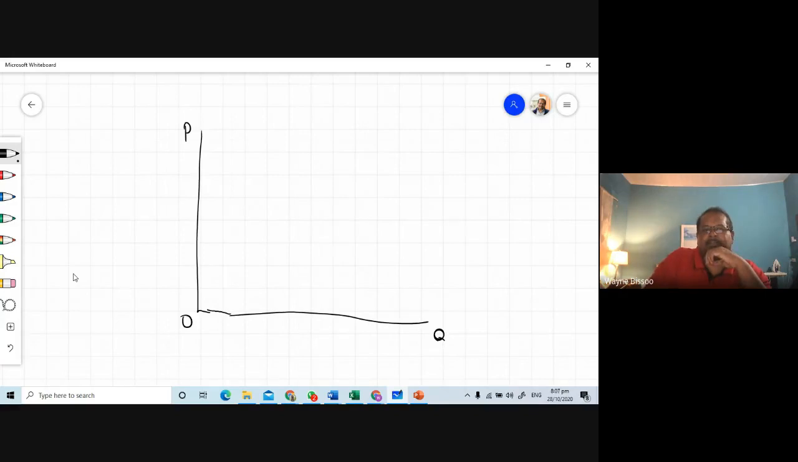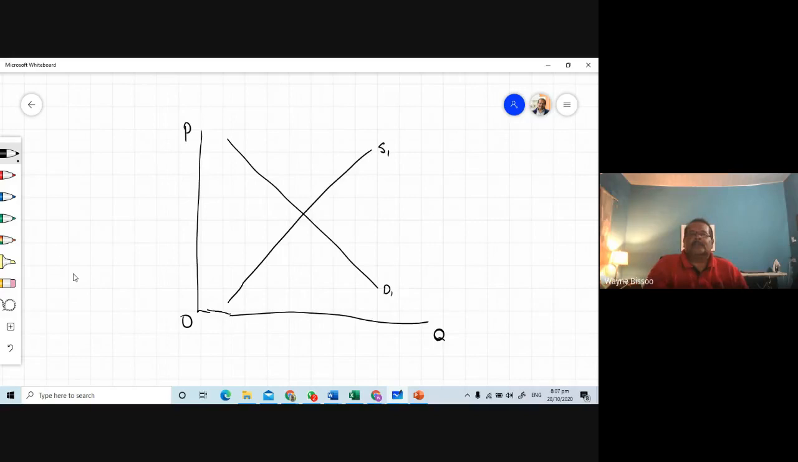So let's start first of all. This is the market for sorrel. We start with the original position. This is our supply curve S1, and this is our demand curve D1. So this is the first equilibrium position. What happens for Christmas, and how do we depict it?